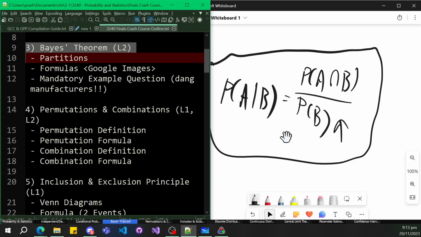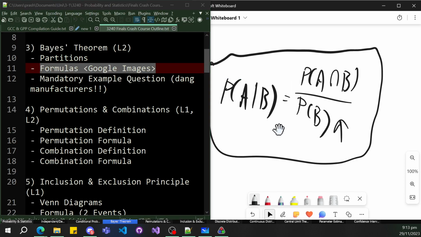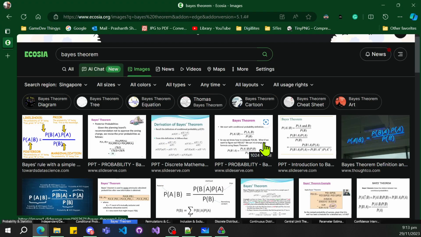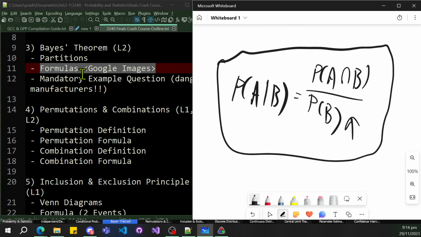That's what I meant by Google images, because I don't actually know what Bayes' theorem is. I just know that it shows up when you do this, but this one is just so much better.